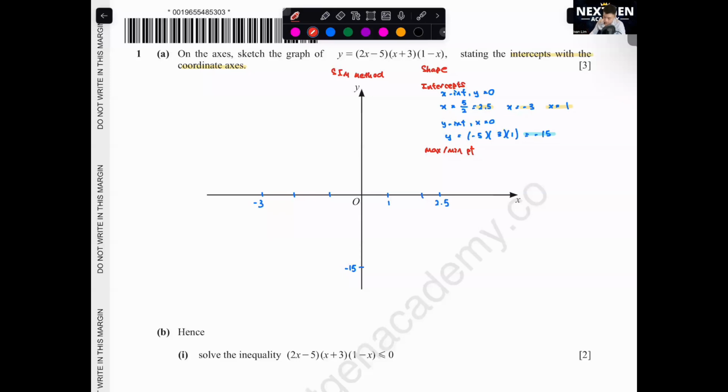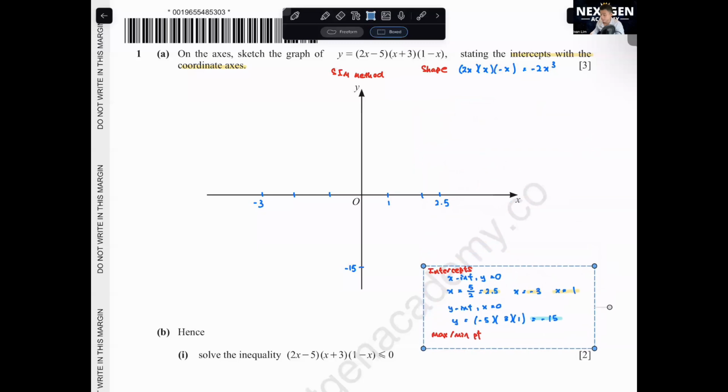What is the shape of it? We are going to look at the 3 x values. Will you get a positive or negative? These 3 x's: 2x times x times negative x, you get negative 2x cubed. How does a negative 2x cubed graph look like? We remember the concept of suffer now, enjoy later, or enjoy now, suffer later. So you end with a sad life, right?